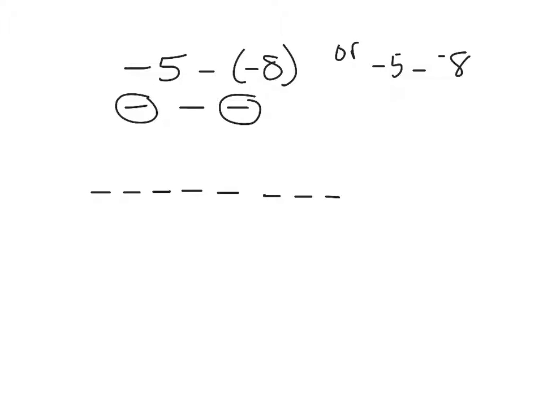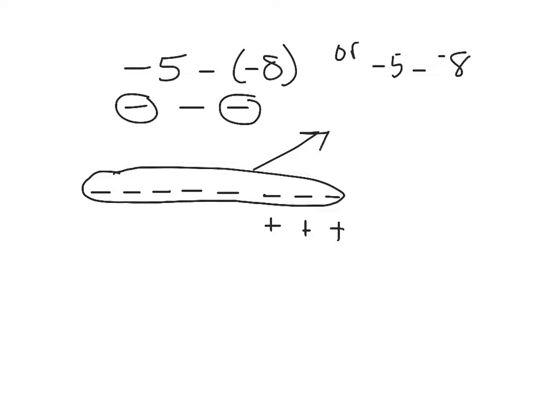Well, I don't have 8 of them, so I need to make 8 of them. So now I have 8 negatives, but whenever I add something in, I have to make it a zero pair. So if I want to take away a -8, so I want to take away 8 of these negatives, my -8s get taken away, and I'm left with 3 positives. And I could write this as 3. And if you don't see a sign, then you know it's going to be a positive number.